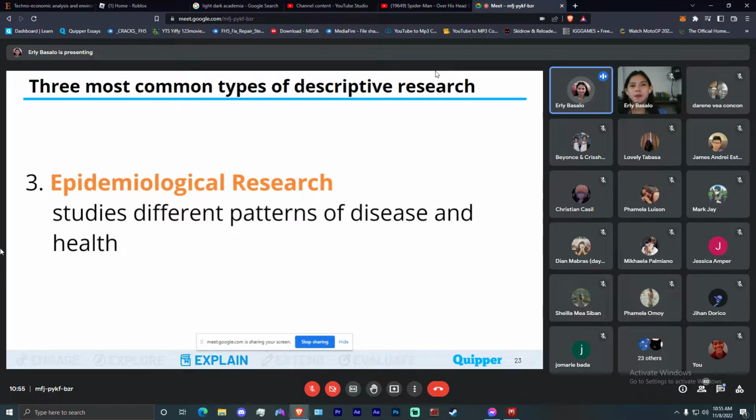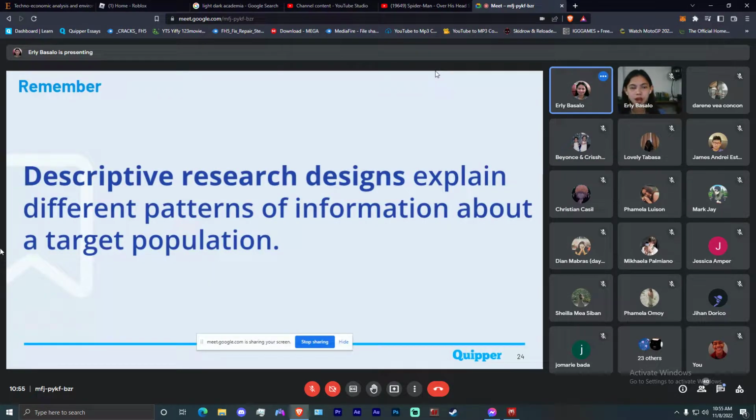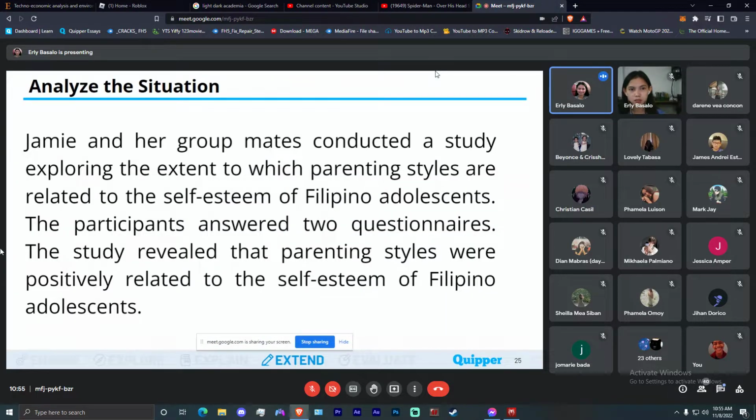Next, we have epidemiological research. This studies different patterns of disease and health. So, medyo dili na ni-relate sa ato kay we are not doing our research based sa disease and health. Again, descriptive research designs explain different patterns of information about a target population. So I know most of you will use this type of research design, which is descriptive.